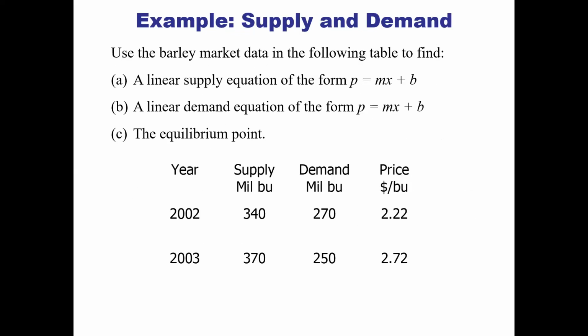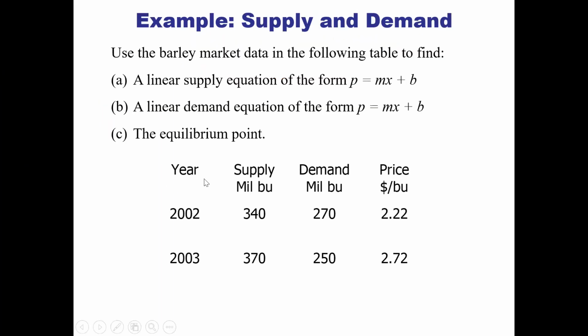All right, so let's do an example here. We're going to use the barley market data in the following table. We're going to find a linear supply equation, a linear demand equation, and then the equilibrium point. Again, we want the form P equals mx plus b on both of our equations, and we're going to use this data from 2002 and 2003. We have supply in millions of bushels, demand in millions of bushels, and the price in dollars per bushel. Hopefully I have this written down so when we get to the next page, we can remember what these numbers are.